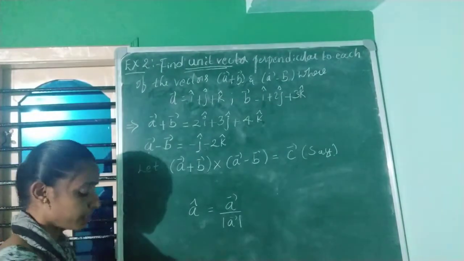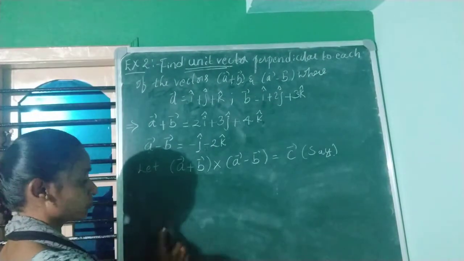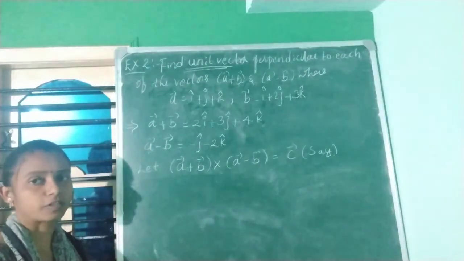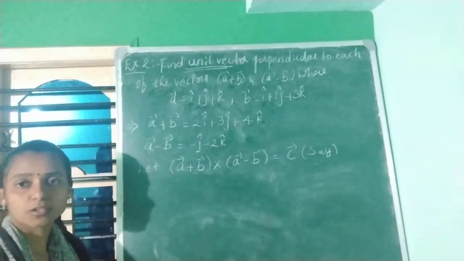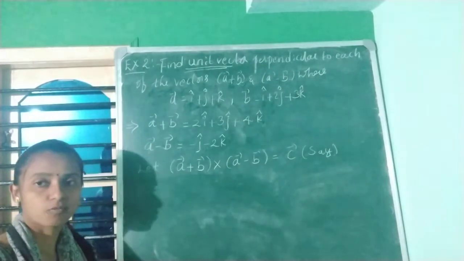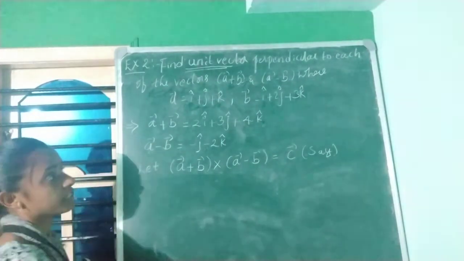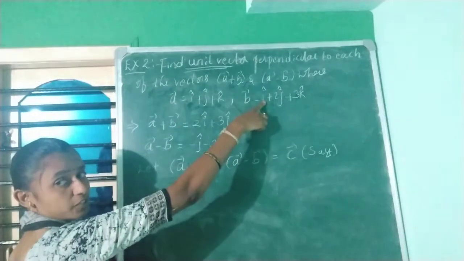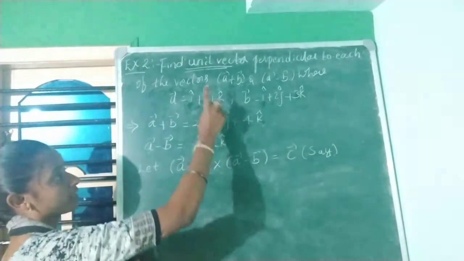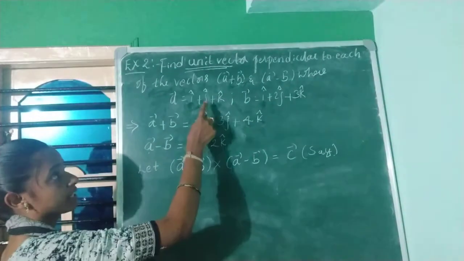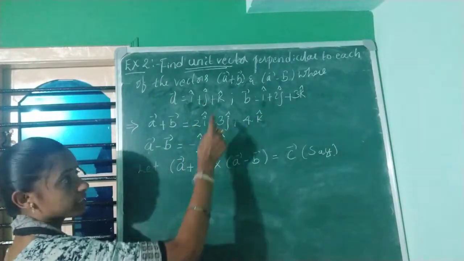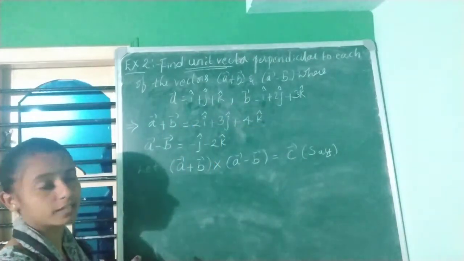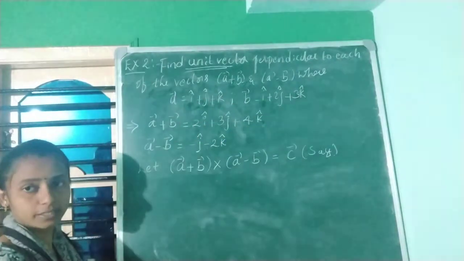Okay. So here I just wrote a plus b. A plus b is nothing but the sum of two vectors. You need to add the coefficients of i, j, k of both the vectors separately. Your coefficient of i is 1 and your coefficient of i is 1, so 1 plus 1 is 2i. Next, j plus 2j is 3 times j. Next, k plus 3k is 4 times k. This is what a plus b is.